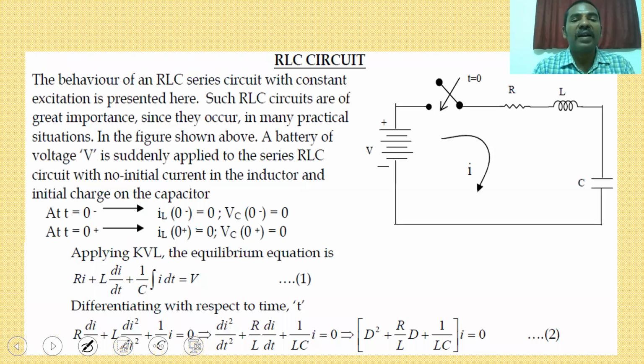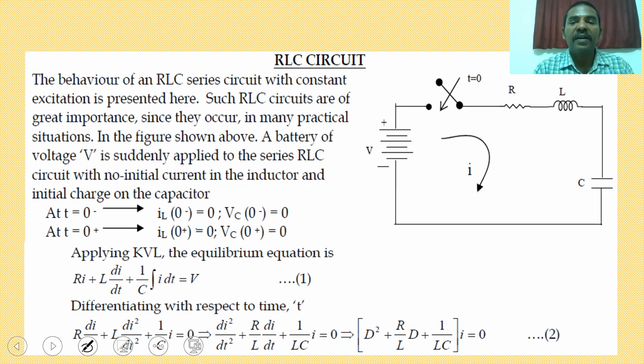Then come to the RLC series circuit. R, L, C are connected in series. The inductor has no initial current, and the capacitor has no initial voltage. It is excited by a step input of V volts. At t is equal to 0, the switch will be closed, and a current I of t will flow through the circuit.